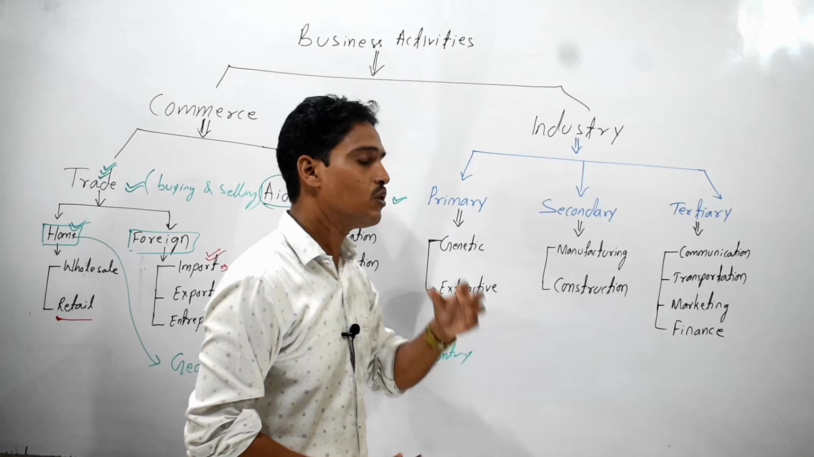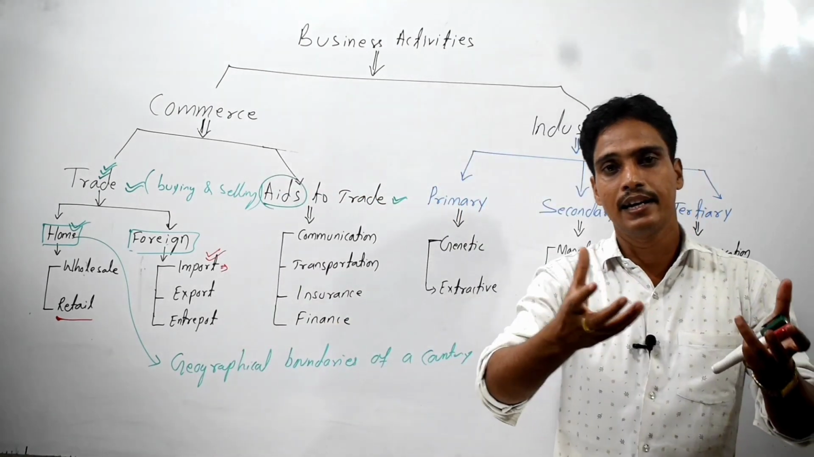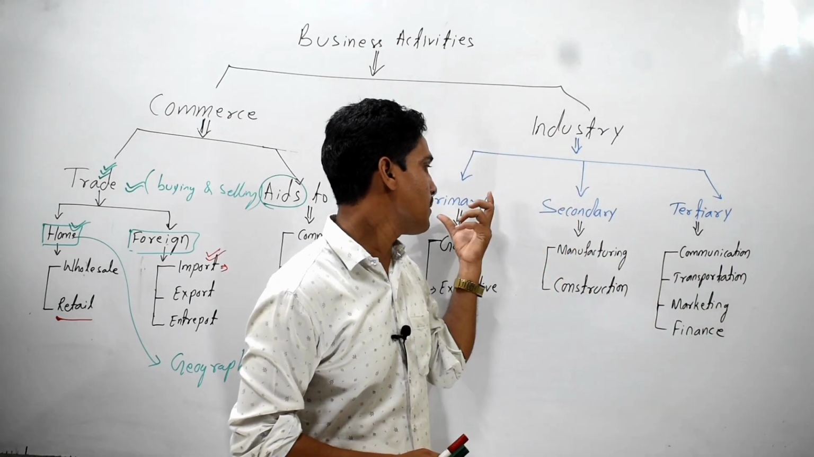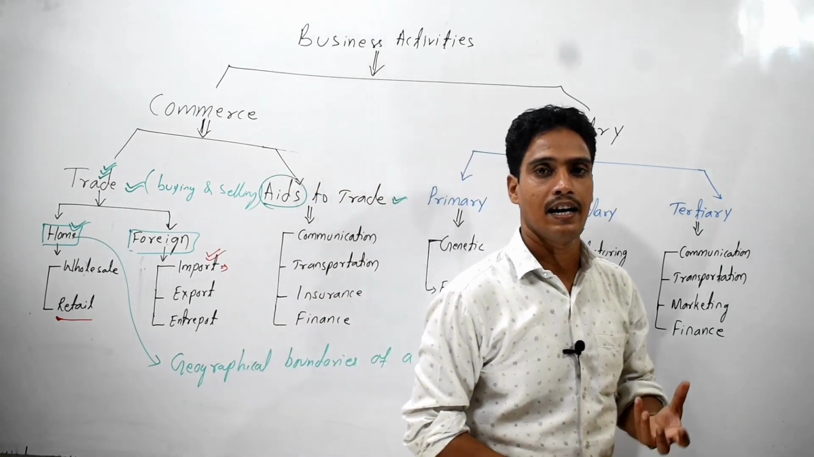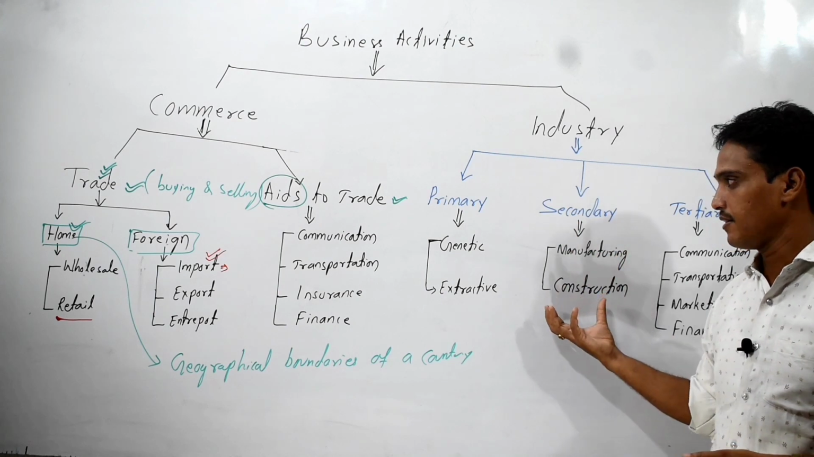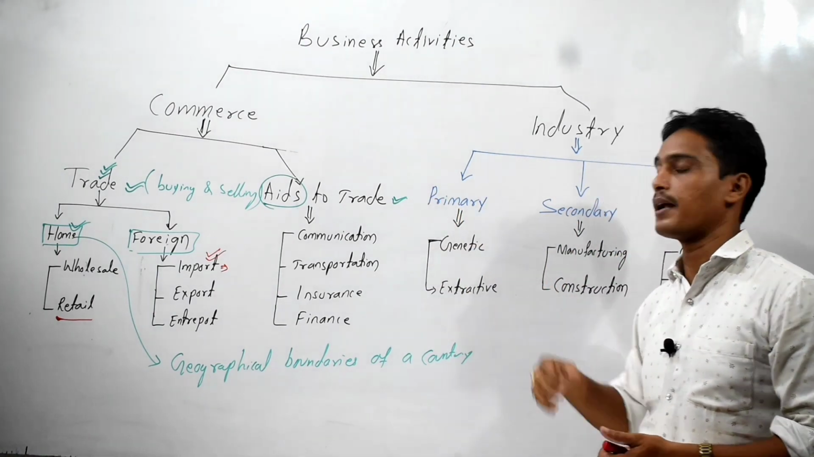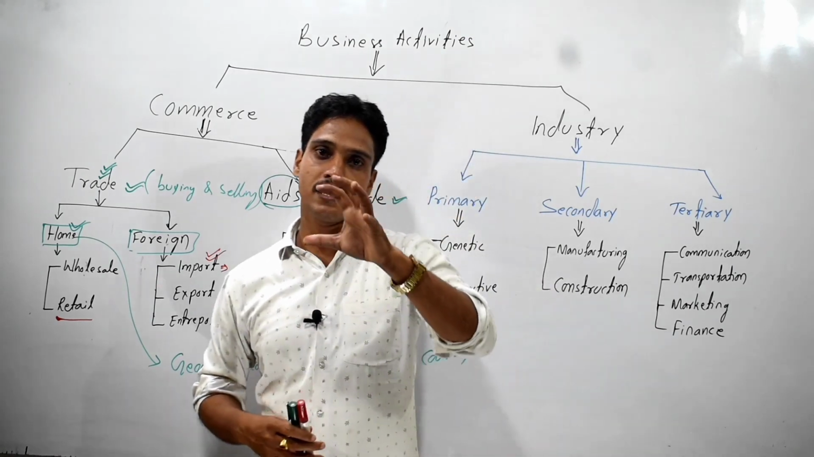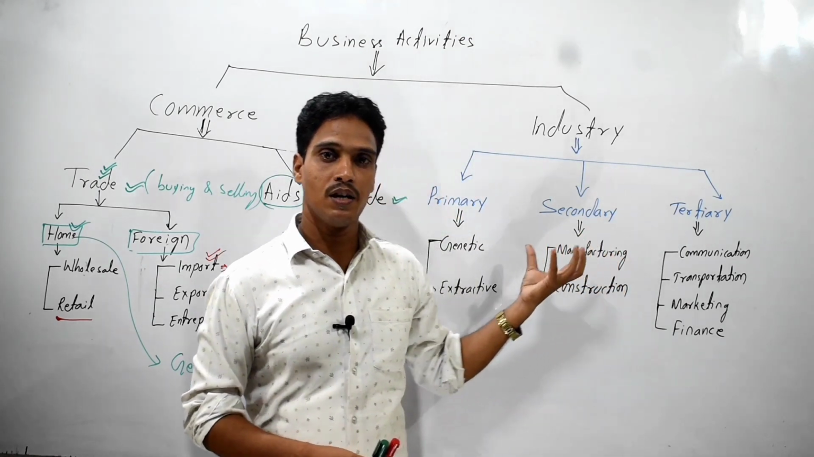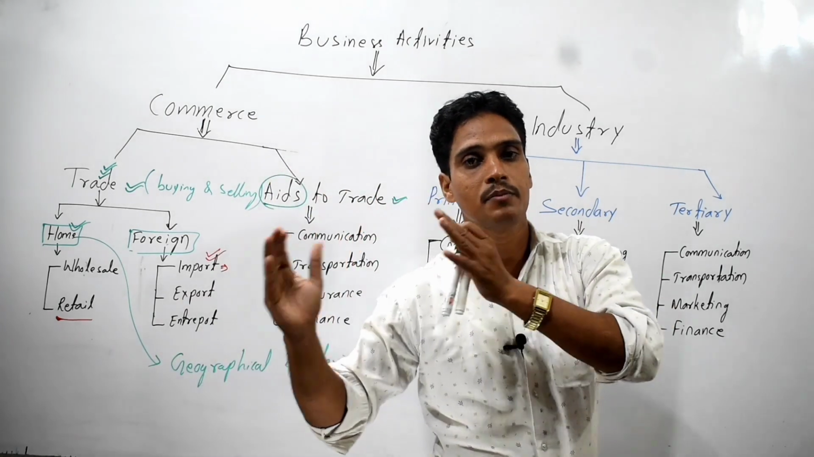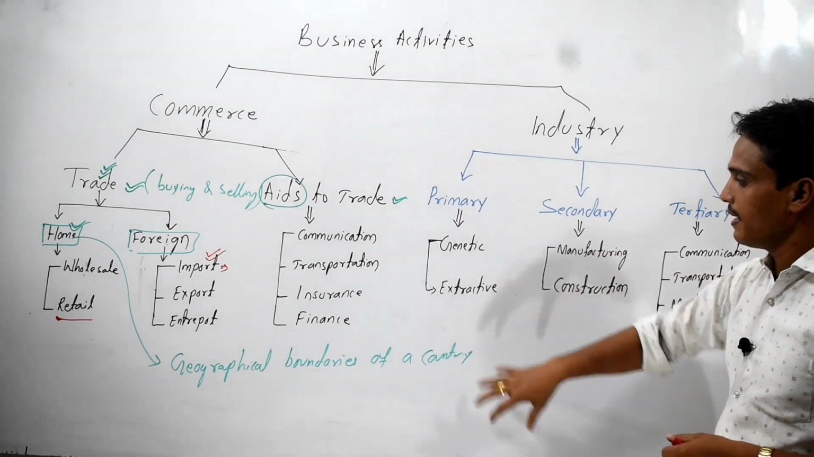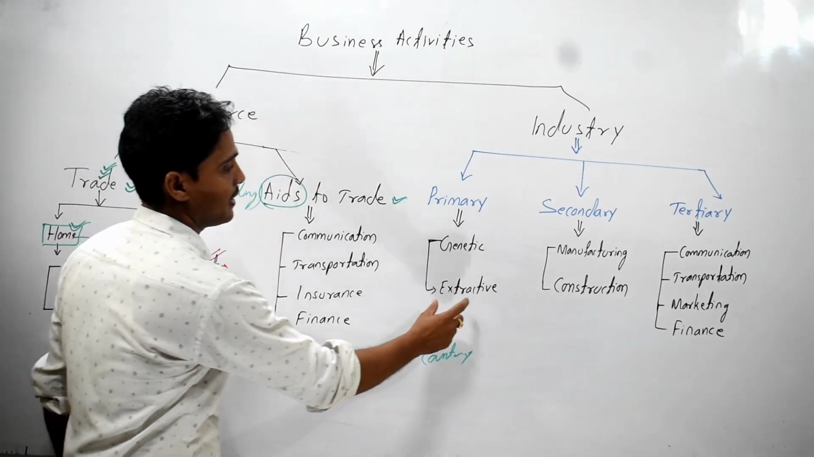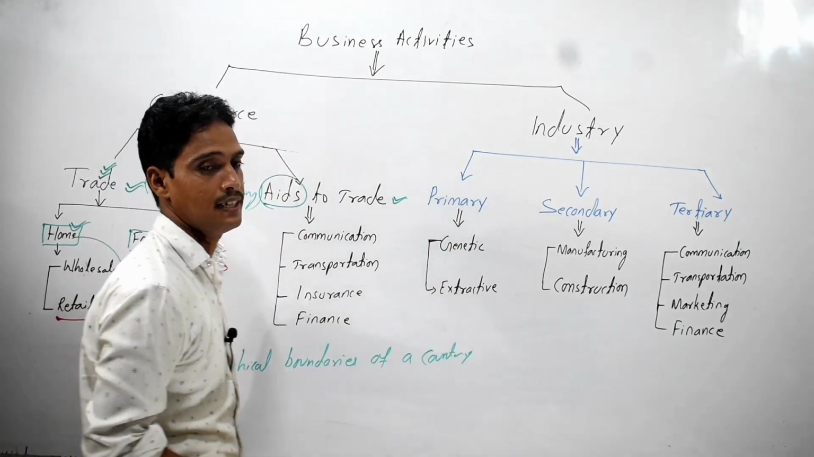Primary industry are those industries which are concerned with collecting raw materials from the nature. That is called primary industry. And secondary industry are those industry which are using the raw materials collected by the primary industries. At the same time, tertiary industry has those industry which are concerned with providing service to the primary or secondary industry to perform their activities smoothly. Again, primary industry is divided into two types. One is genetic industry and another one is extractive industry.